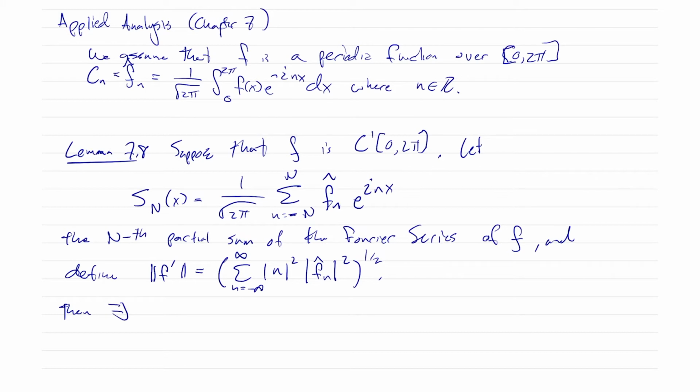Then there exists a constant c greater than 0, independent of f, such that we get this: the sup norm of Sn minus f is less than or equal to c over n to the negative 1/2 times the norm of f prime. So that's what happens when you try to specialize on the spot.